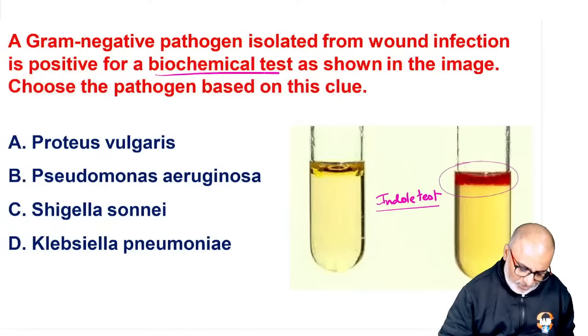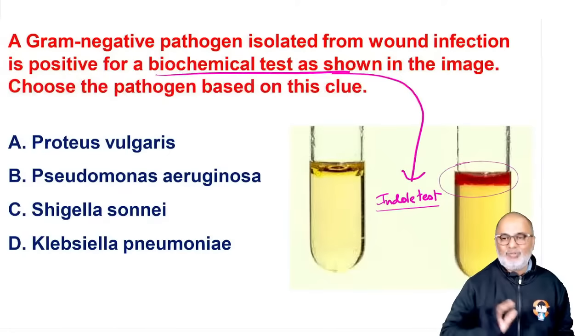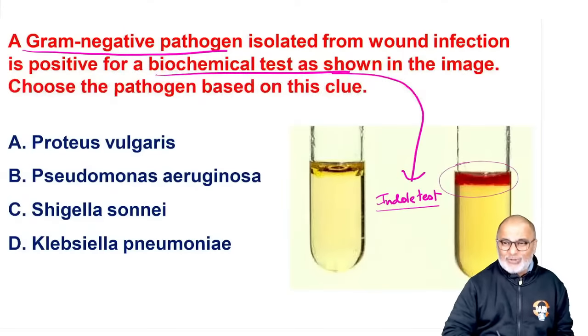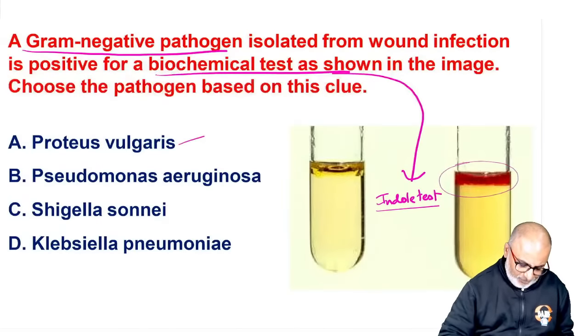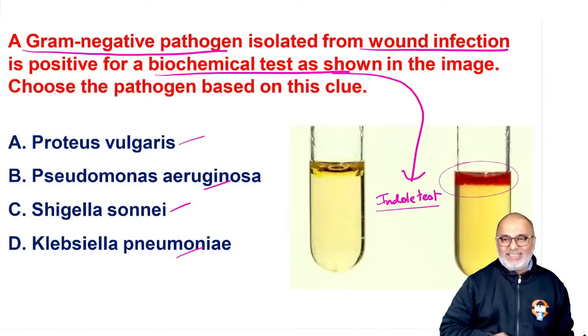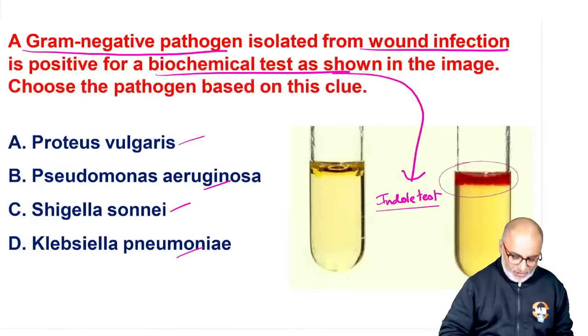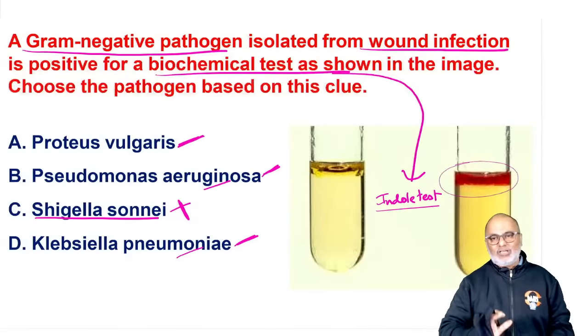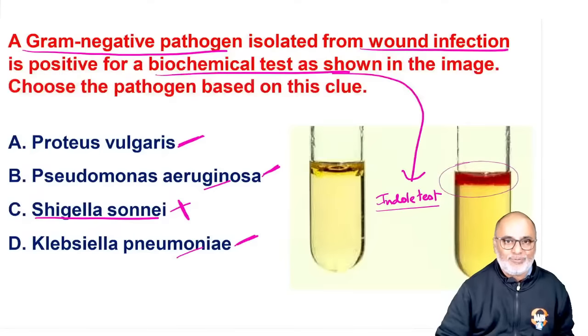Yes, this biochemical reaction is indole test. Beautiful. And another important clue, gram negative pathogen. See, any gram positive is there to rule out? Proteus gram negative, Pseudomonas gram negative, Shigella gram negative, Klebsiella gram negative. All four are gram negatives, so no use. From wound infection, is there anything we can isolate, or anything that may or may not cause wound infection? Proteus causes wound infection, Pseudomonas causes wound infection, Klebsiella causes wound infection, except Shigella sonnei. So I can rule out Shigella sonnei based on the clinical scenario.